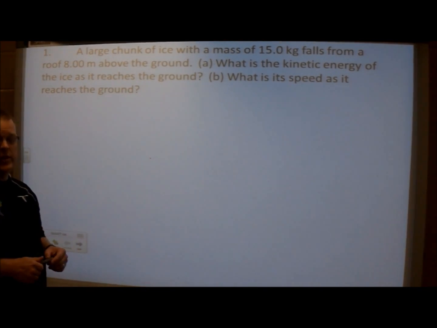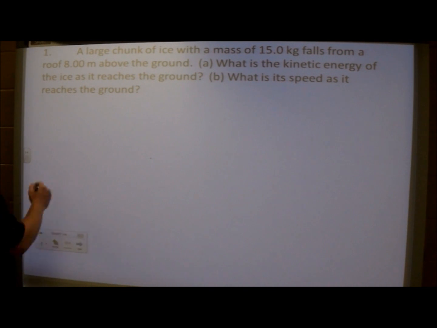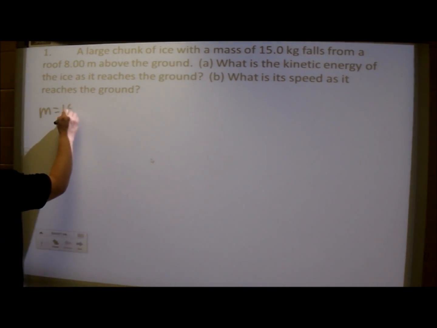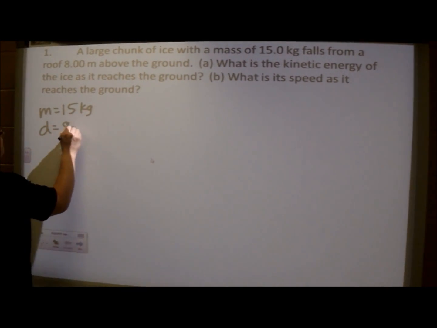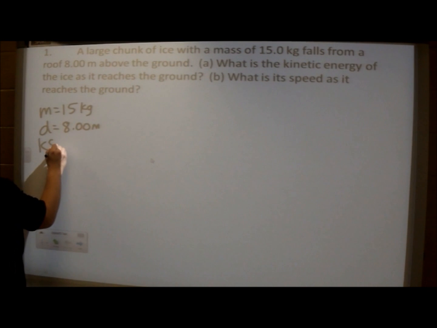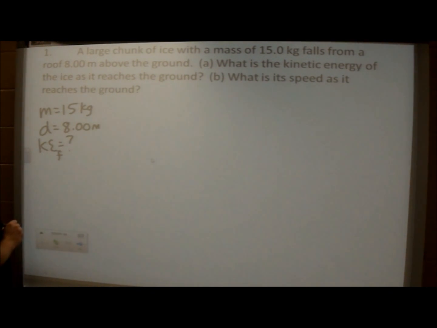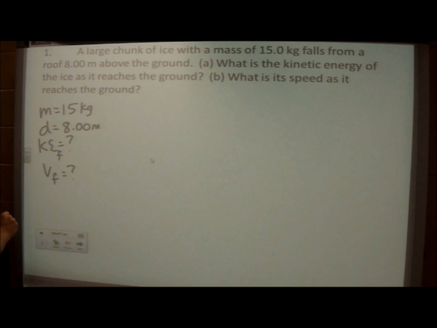Next section is conservation of energy. This is number 1. A large chunk of ice with a mass of 15 kilograms falls from a roof 8 meters high above the ground. What is the kinetic energy of the ice as it reaches the ground? So that's going to be the final kinetic energy. What is the speed as it reaches the ground? That's going to be the final speed.